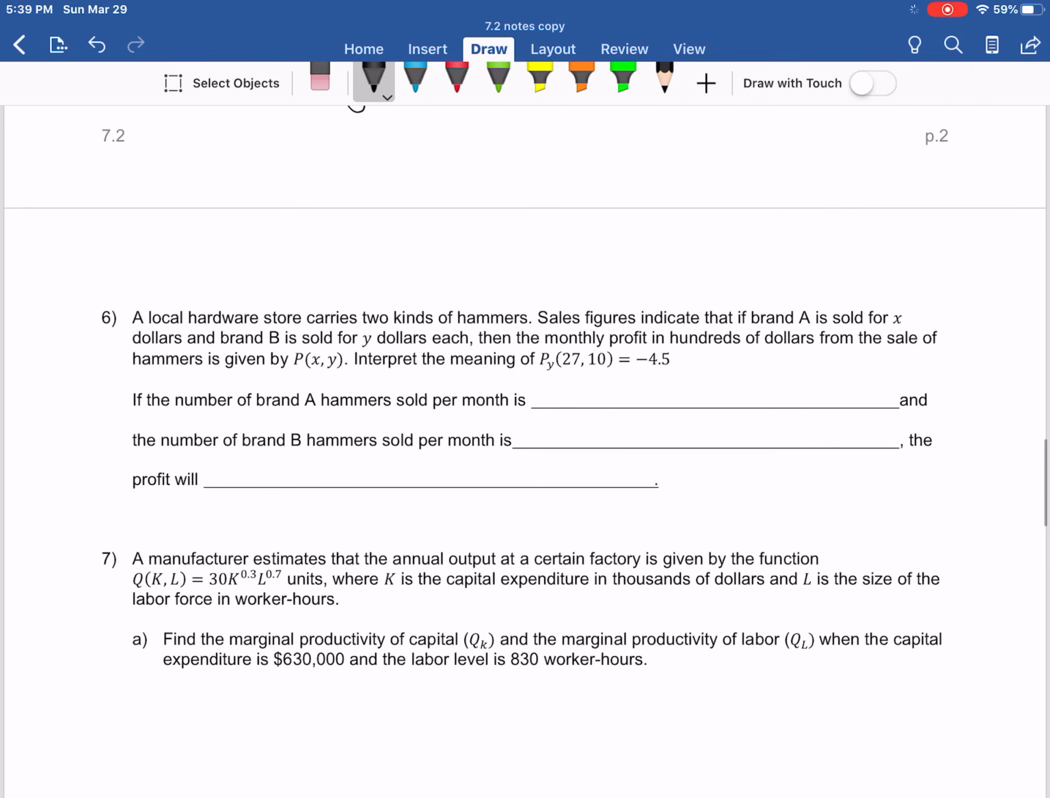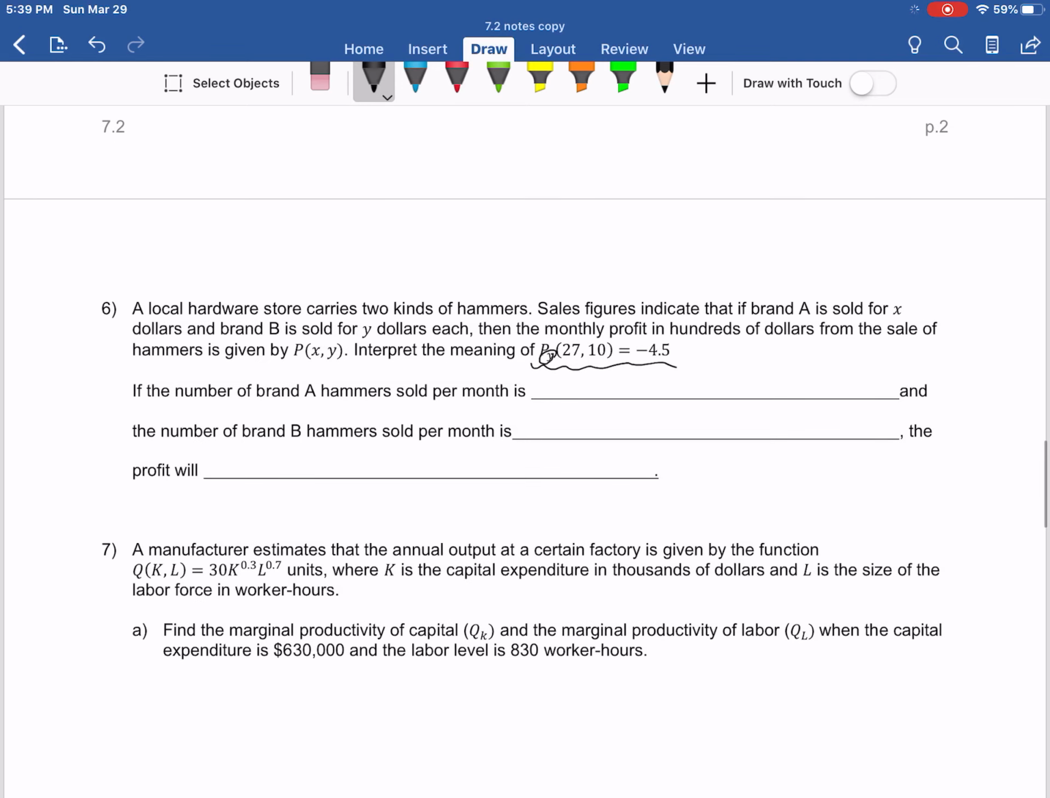All right, in this next example, you're given information about selling 2 kinds of hammers, brand A and brand B. If brand A is sold for X dollars, brand B is sold for Y dollars, the monthly profit is given in terms of this profit function, P of X Y. Interpret the meaning of that statement. You're told that the variable here is Y. Y is the variable, and so that means that X is constant.